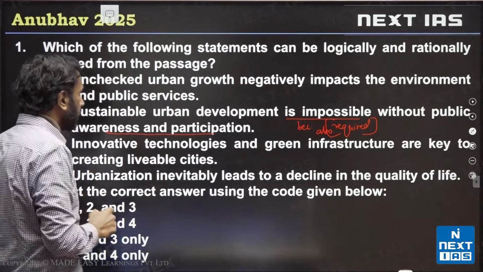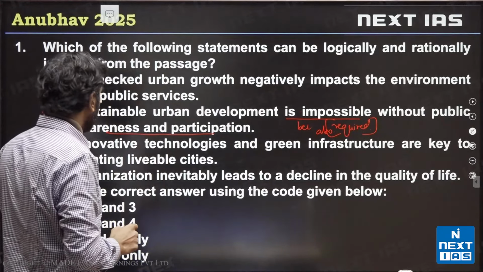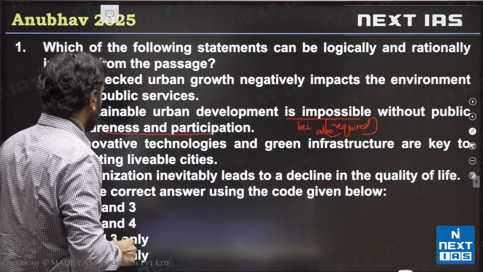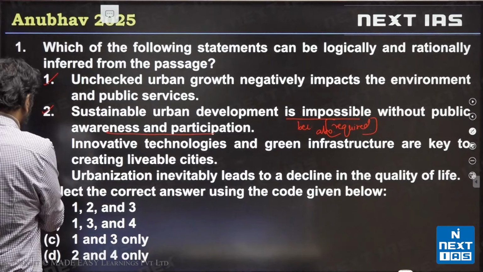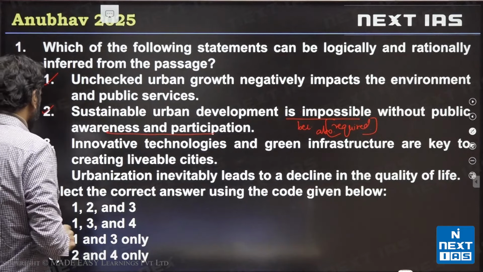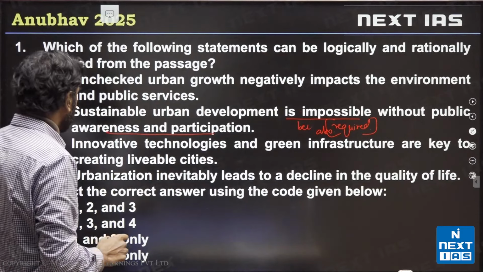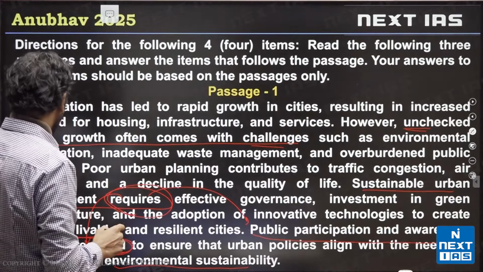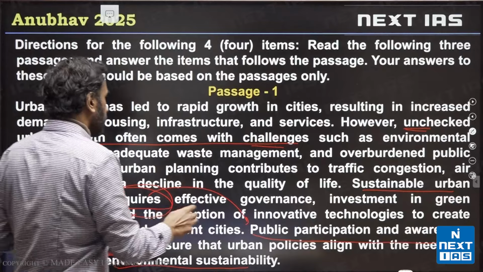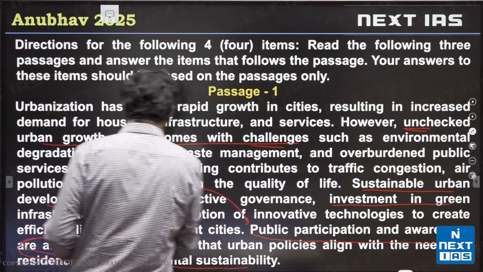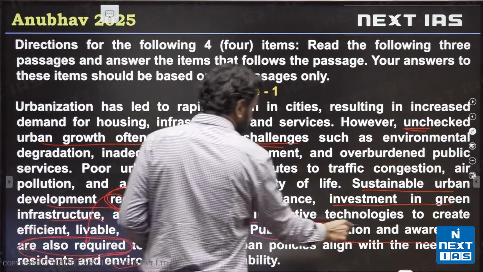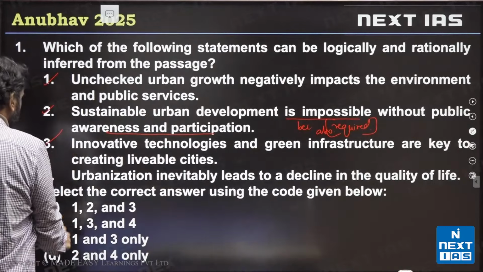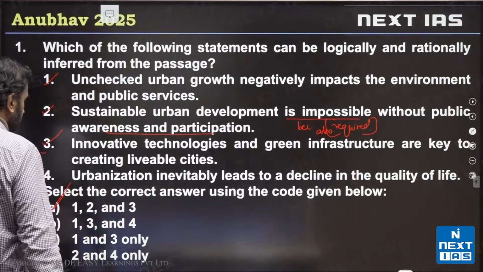Let's look at 3. Innovative technologies and green infrastructure are key to creating livable cities. This is actually stated. We are told investment in green technologies, adoption of innovative technologies is needed, right? So 3 is a valid inference. The right answer here is option A.